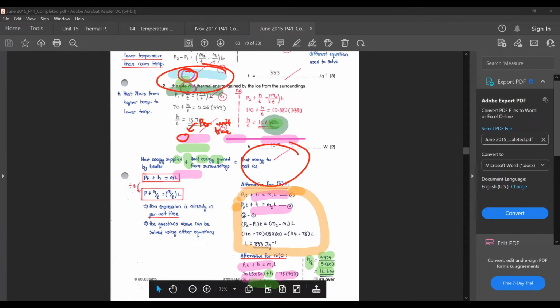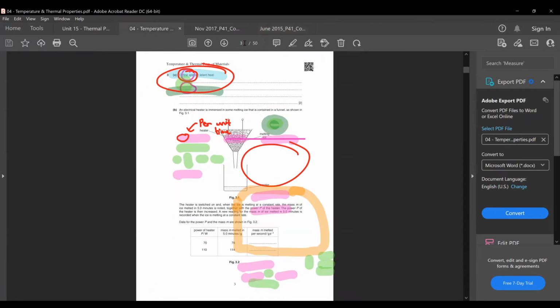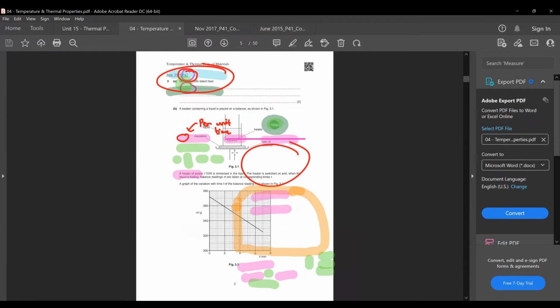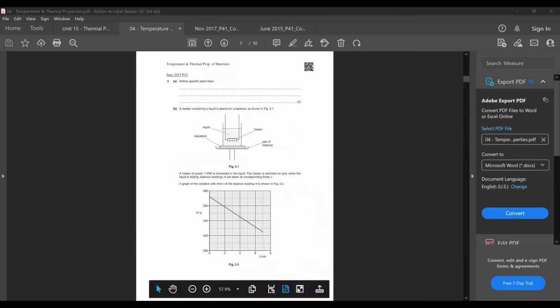All right, then we go on to the next question. This one will be under page 5 of your worksheet. Let's have a look at page 5 of your worksheet. Okay, page 5, June 2015, P42.